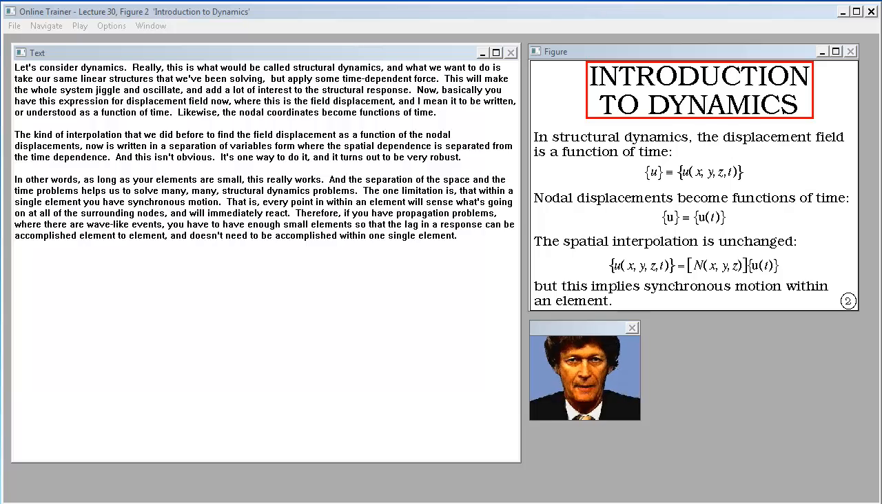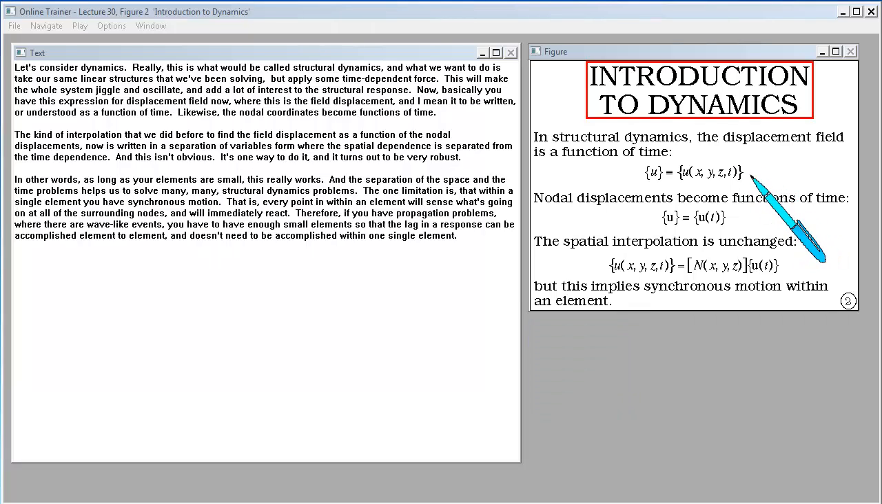Let's consider dynamics. Really, this is what would be called structural dynamics. What we want to do is take our same linear structures that we've been solving, but apply some time-dependent force. This will make the whole system jiggle and oscillate and add a lot of interest to the structural response. Now, basically you have this expression for the displacement field, and I mean it to be written or understood as a function of time. Likewise, the nodal coordinates become functions of time.